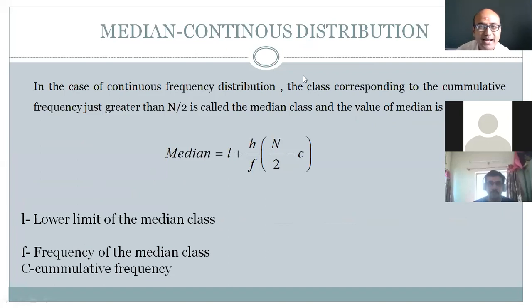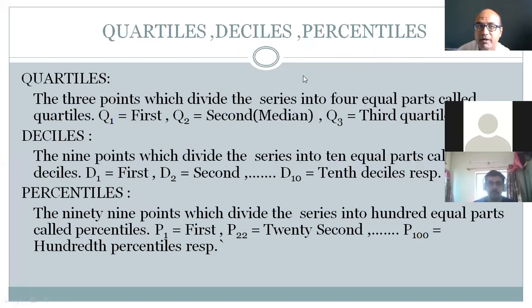For quartiles, I apply the quarter part. That is, for the first quarter, I take N by 4. Second quarter is 2N by 4, which is nothing but N by 2. Second quarter is nothing but the median. And third quarter, we take 3N by 4, which gives the quartiles. That is dividing the distribution of the data into 4 equal parts. That is called quartiles. That is 3 points. We divide a line into 4 parts.